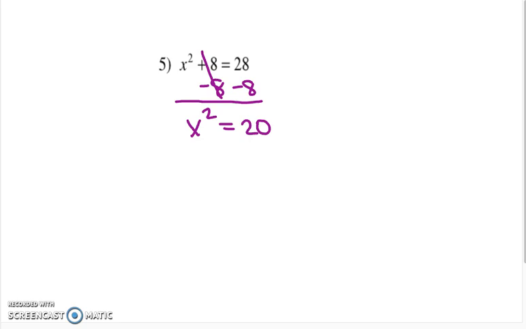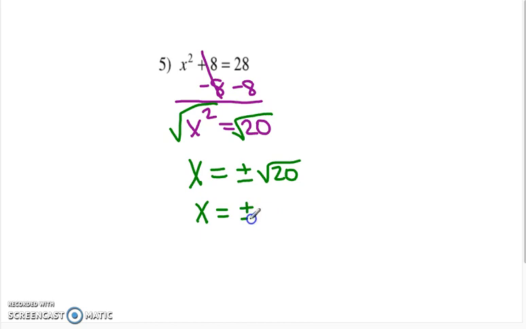So I'm going to get a new color so you can see the difference here. We're going to take the square root on both sides. And so the square root of x squared is x equals plus or minus. 20 is not a perfect square, so we're going to keep it as the square root of 20. Now we're going to simplify 20. So we're going to have plus or minus, and here's our perfect squares.